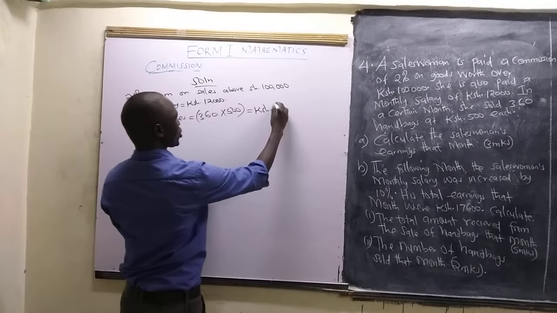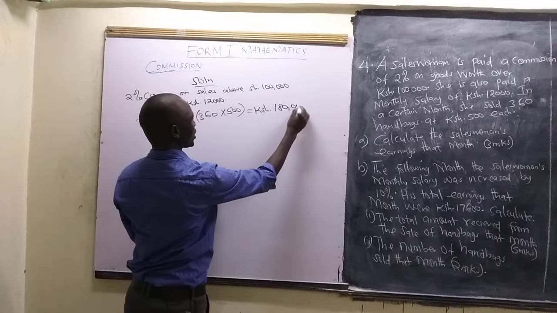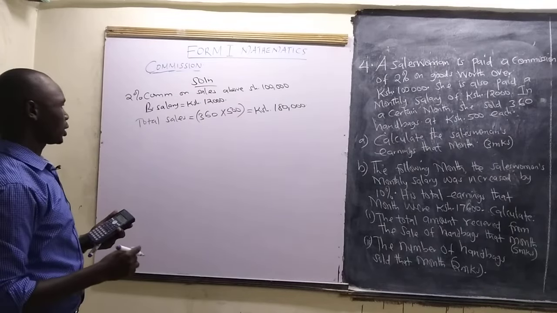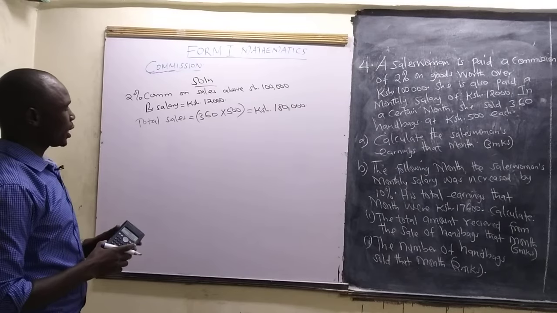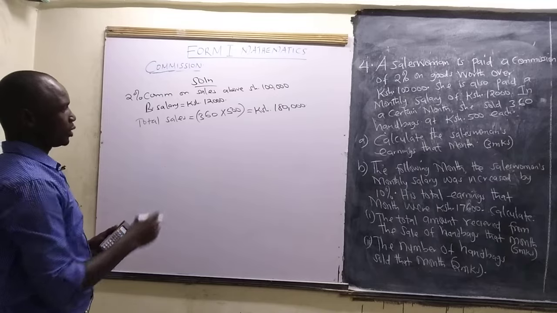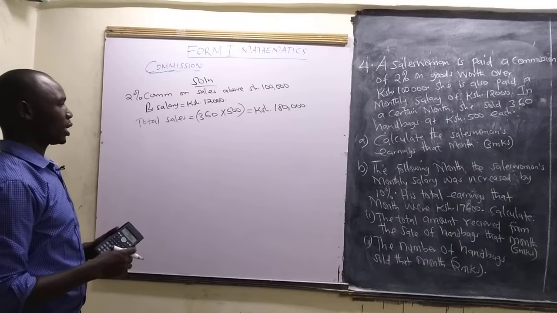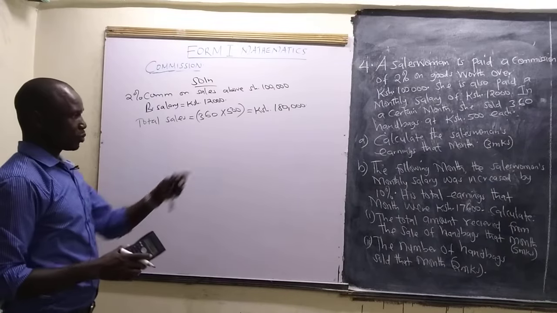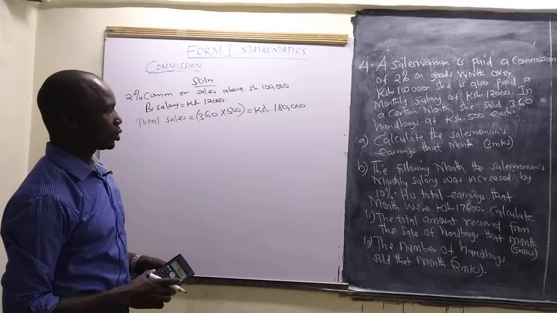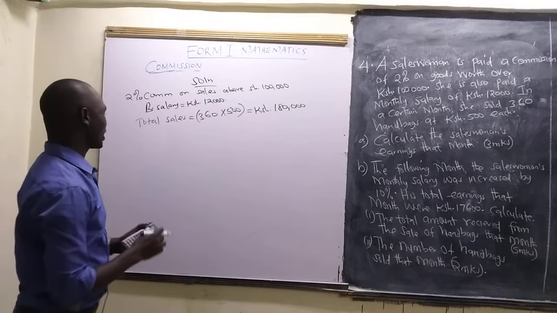This gives us a total of 180,000. So 360 handbags times 500 each will give us a total of 180,000. But we know from the question that she is given a 2% commission on anything above 100,000.